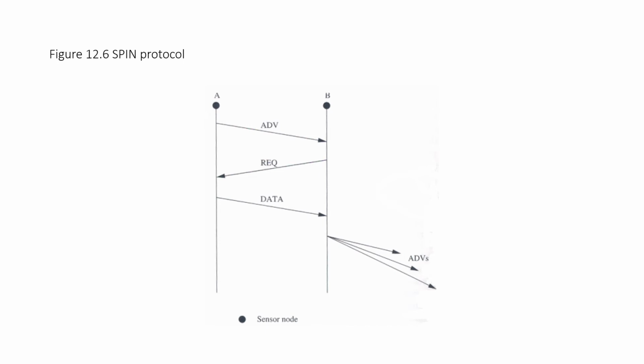SPIN protocol, using first station A. The first station says, I want to connect with you. Advertisement, and then it will be a request asking for the data. Then A sends the data. That is the SPIN protocol, the rules and regulations.